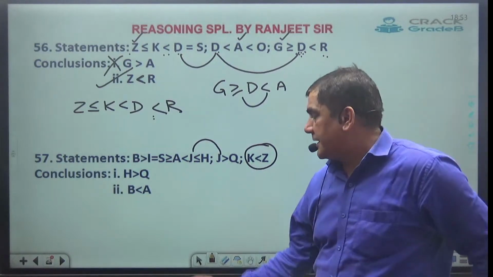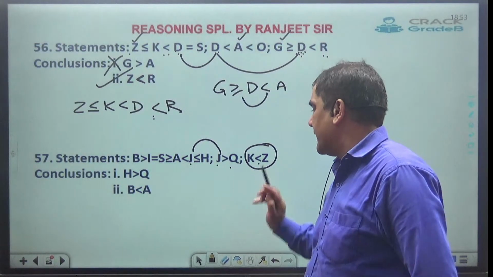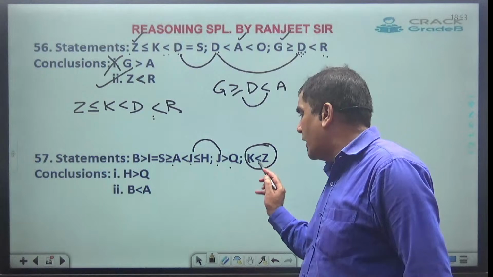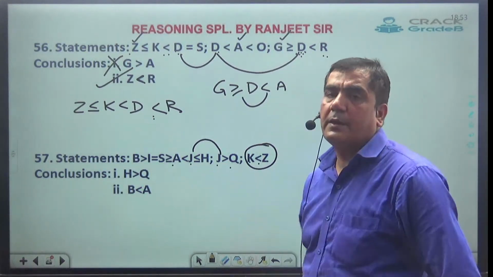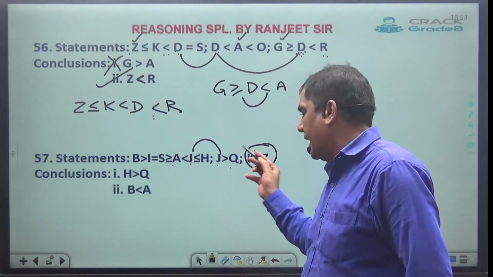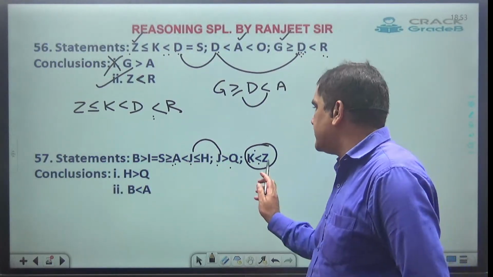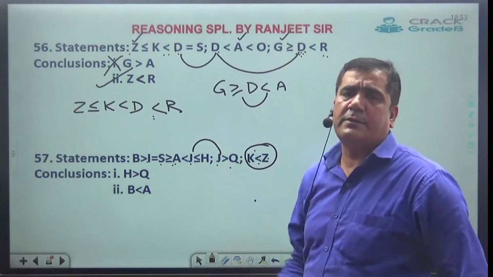Just see, in the first and second, what I can see is J is common. Second and third, nothing is common. First and third, nothing is common, which means what? K and Z are not associated with any one of them. So if the examiner is going to ask the relation between J and K, I say no relation. K and A, no relation. Z and S, no relation. Z and I, no relation because nothing is common.